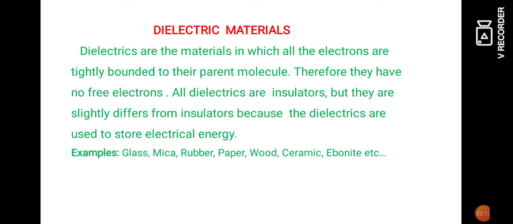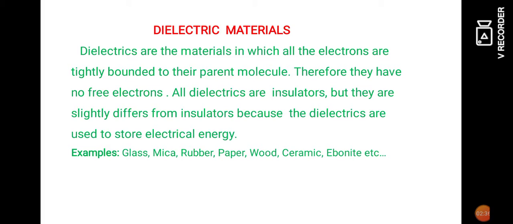Because in conducting materials such as metals, the number of free electrons is more. But in the case of insulators or dielectric materials, there are no such free electrons. Therefore, they cannot conduct heat or electricity.